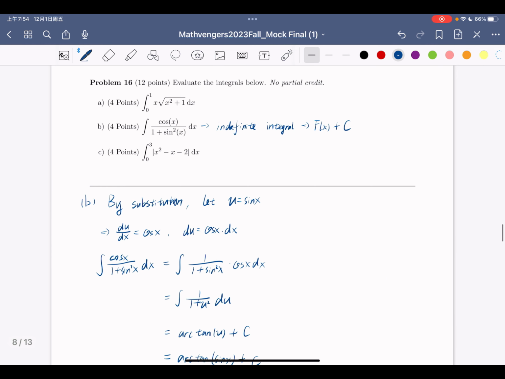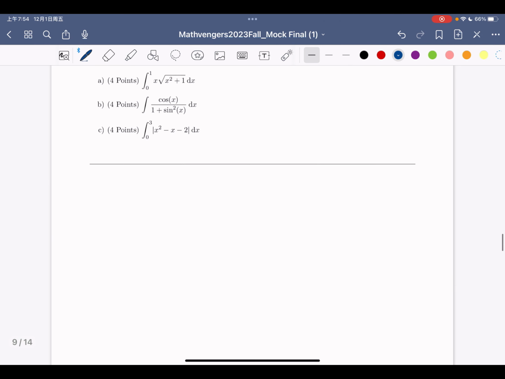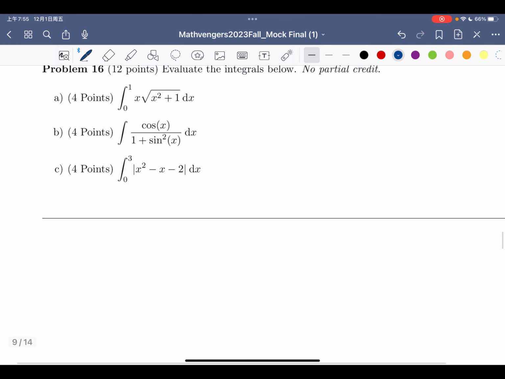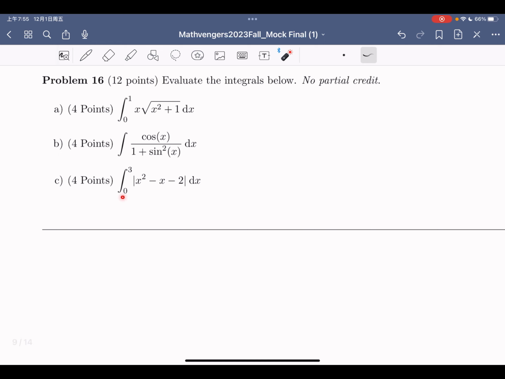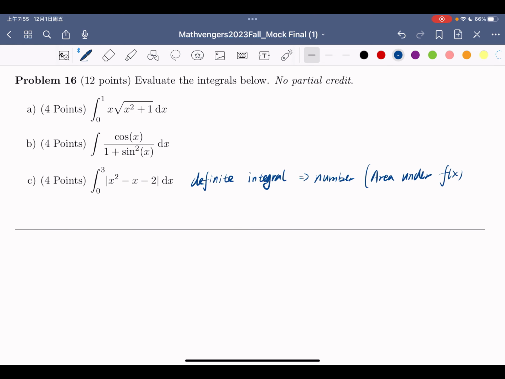Okay. So for the last part of this question, you can see now we have 0, 3 as lower bound and upper bound. So this is a definite integral, which means the answer should be a number, and this number is actually the area under f(x) on the interval 0 to 3.